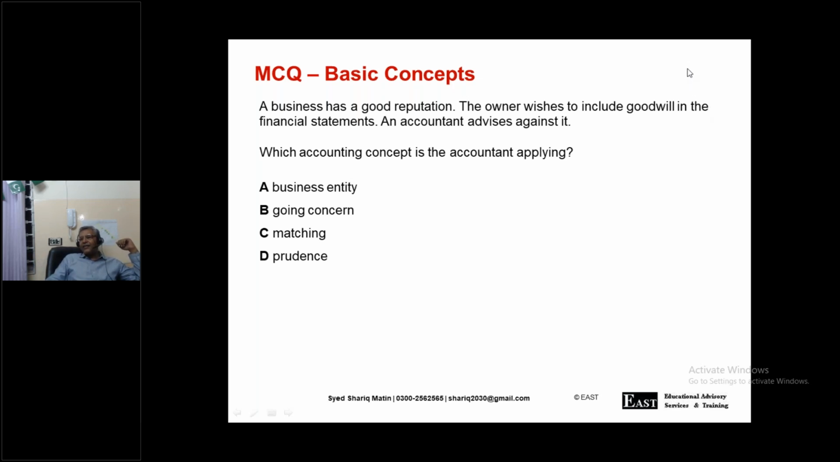Okay, in this case, see, goodwill is an asset, right? He is saying to record an asset, but the accountant says no, this is against the prudence approach. What does the prudence approach say? Prudence approach says do not overstate your assets, do not overstate your profit, right? So that is the reason the accountant is saying please don't do that. Don't record goodwill. Goodwill is an asset, but you cannot overstate it. So prudence approach says don't do that, right? Okay. Can we move on to the next one?